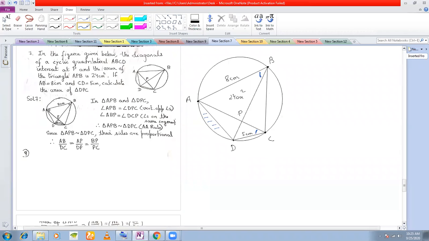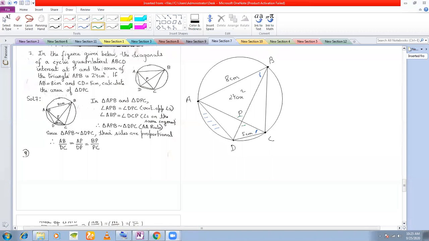And you can say these two angles are vertically opposite angles. Therefore, for these two triangles, I have shown that two angles are equal. Therefore, they must be similar by the angle-angle rule. Any questions on similarity?